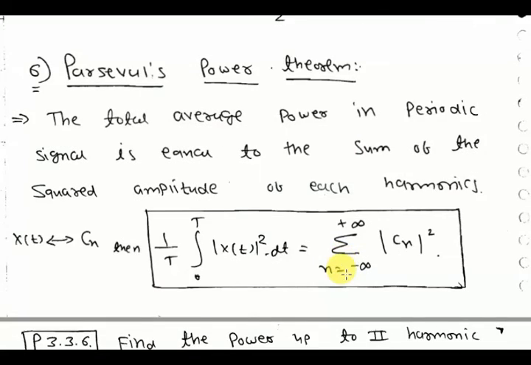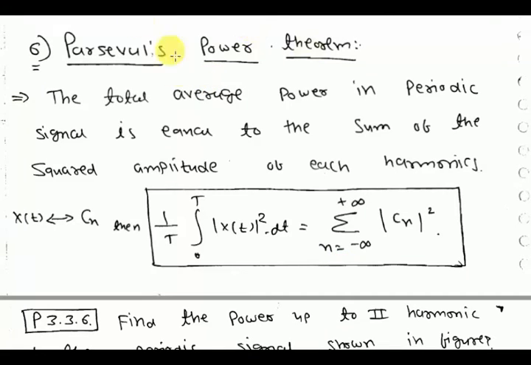Next is Parseval's power theorem. The total average power in any periodic signal is equal to the sum of the squared amplitudes of each harmonic. How do you find the total average power? It is 1 by T times the integral from 0 to T of mod x of t squared dt. According to this theorem, this total power is equal to the summation from n equals minus infinity to plus infinity of mod Cn squared, that is, the sum of the squared amplitudes of each harmonic.